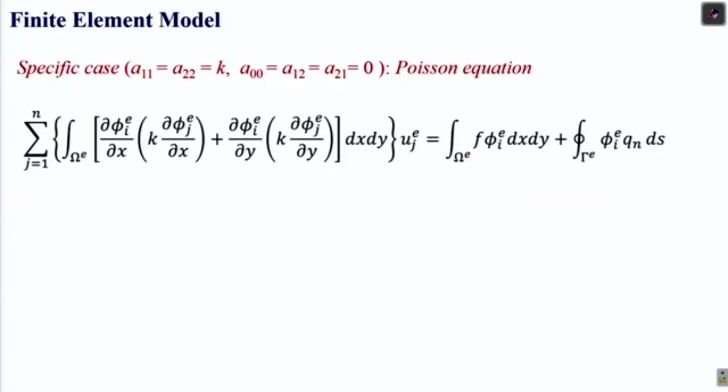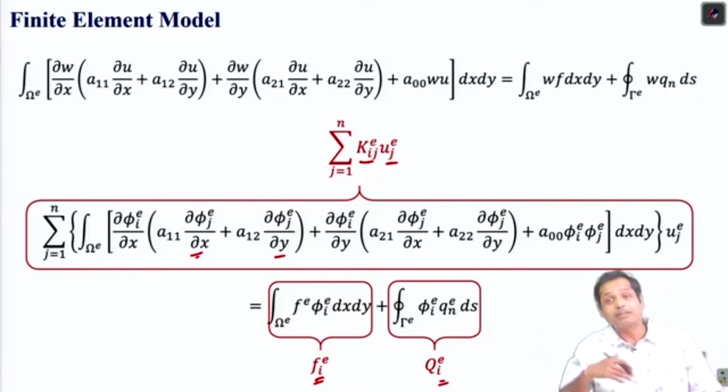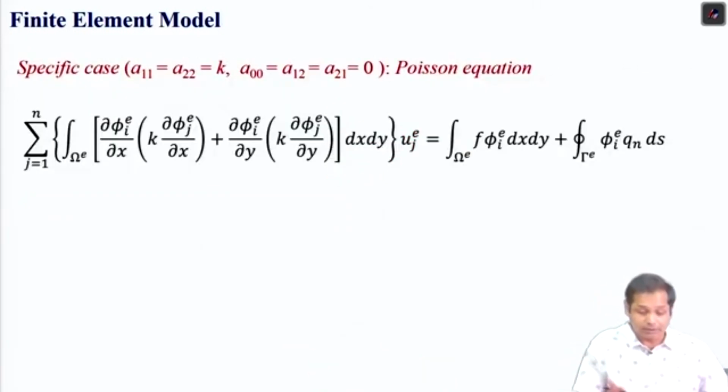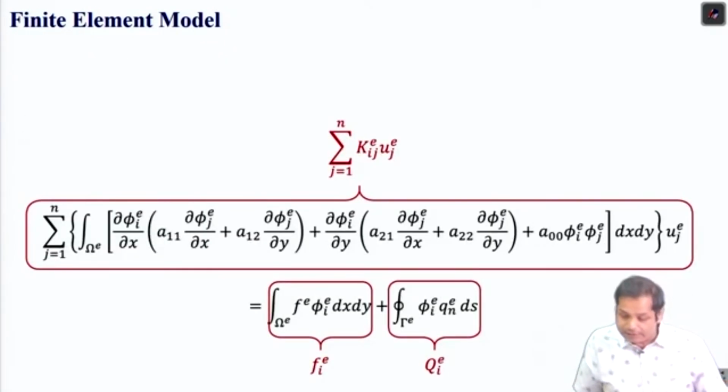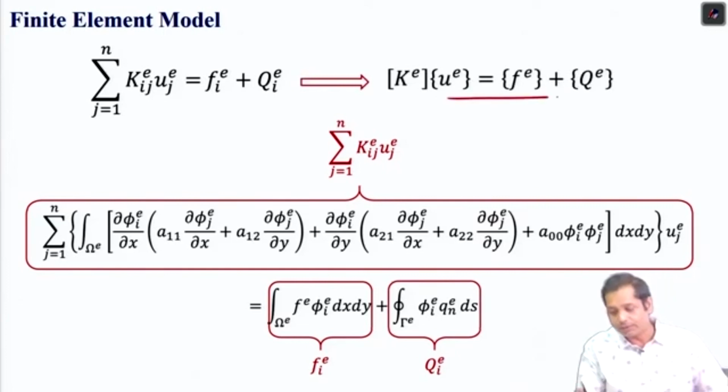Just as a special case, let us not bother about this right now. We will take this and apply the finite element method for Poisson's problem. But since we are discussing the element level equation for the general case, for Poisson's equation it looks like this, if we substitute a00, a12 and a21 as 0, and a11, a22 as k. So finally we have this equation, and it can also be represented in the matrix form. This is a very familiar equation, you have already seen it.